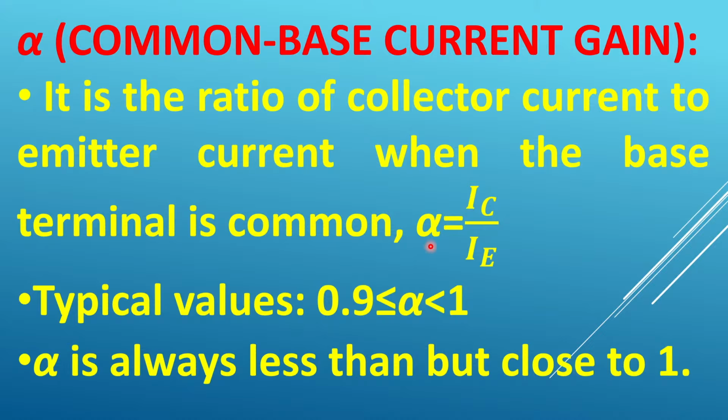For the given circuit, alpha is the ratio of IC by IE. You can note it down in your notes. Alpha is equal to the ratio of collector current by emitter current, and its value is greater than or equal to 0.9 and always less than 1. So 0.9 and 1 are nearby values. We can say that alpha, the common base current gain, is always closer to 1.